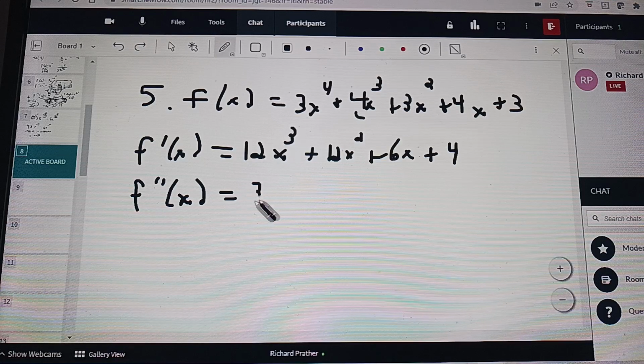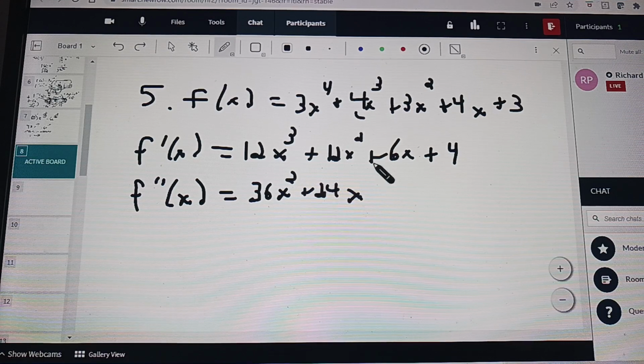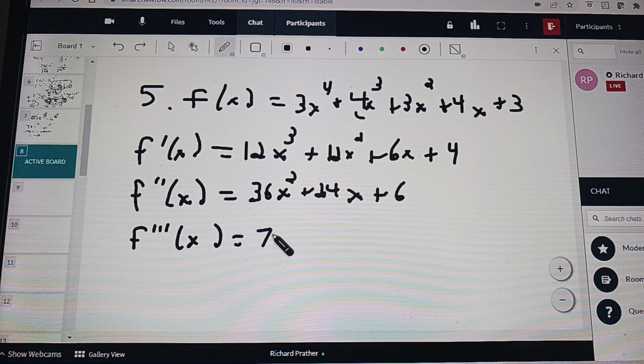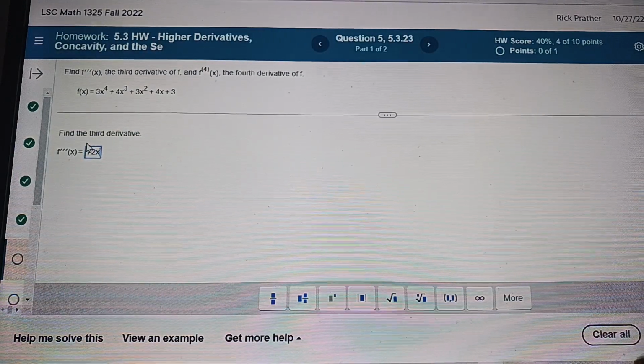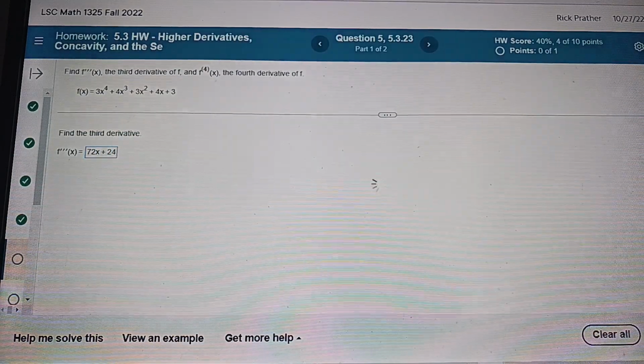There's the first derivative. Second derivative. 12 times 3, 36, x squared. 12 times 2, 24x. And then just 6 for that part. Here comes the first answer. Third derivative: 72x to the first plus 24. 72x plus 24. Third derivative is linear.